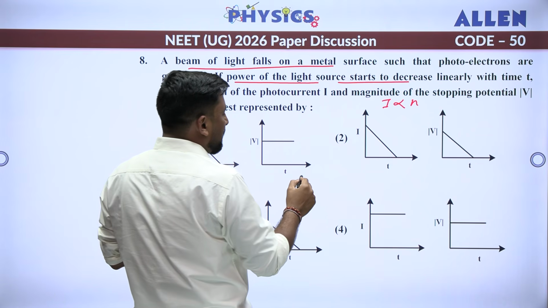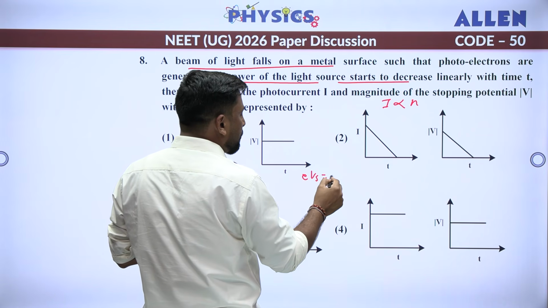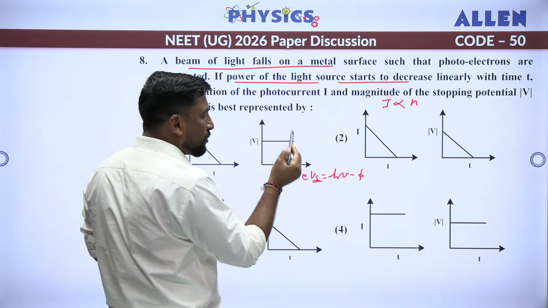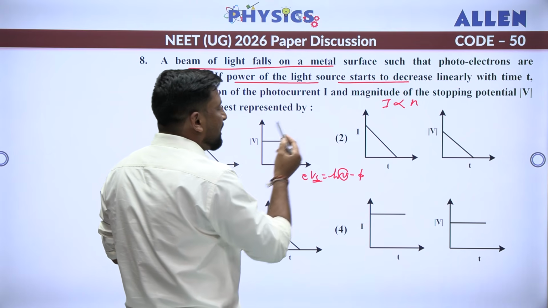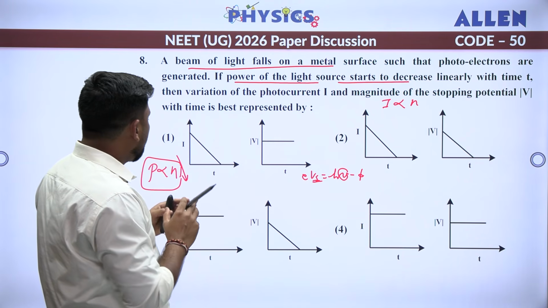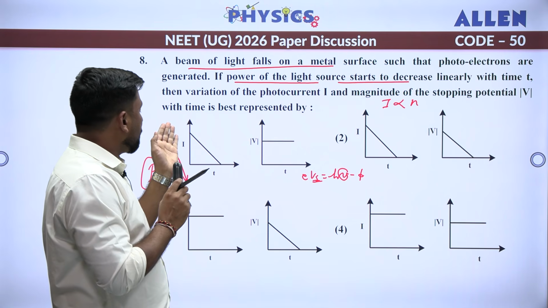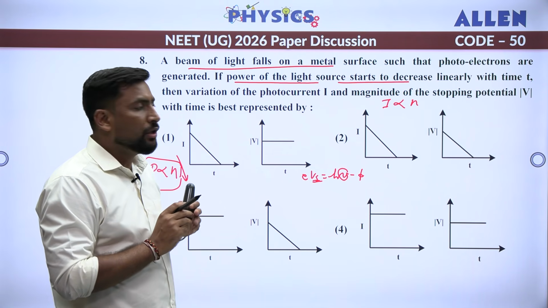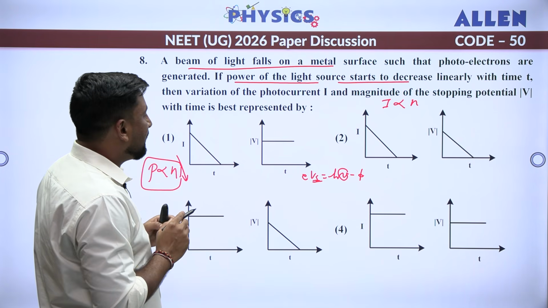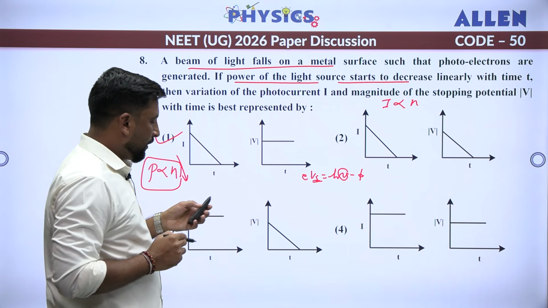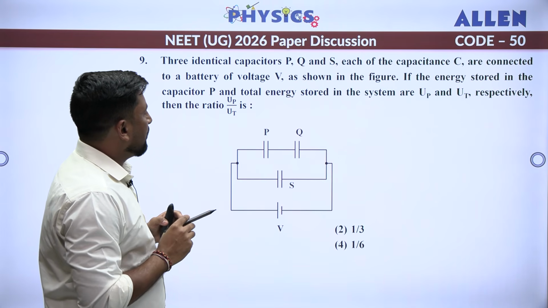As for the stopping potential, we know that eVs is equal to h nu minus phi. So the stopping potential is not going to change as the frequency is not changing, and it will remain constant with time. So what we found is that the current is decreasing linearly but the stopping potential will remain constant. According to that, the most appropriate answer for question number 8 is option 1. Now let's move to question number 9.